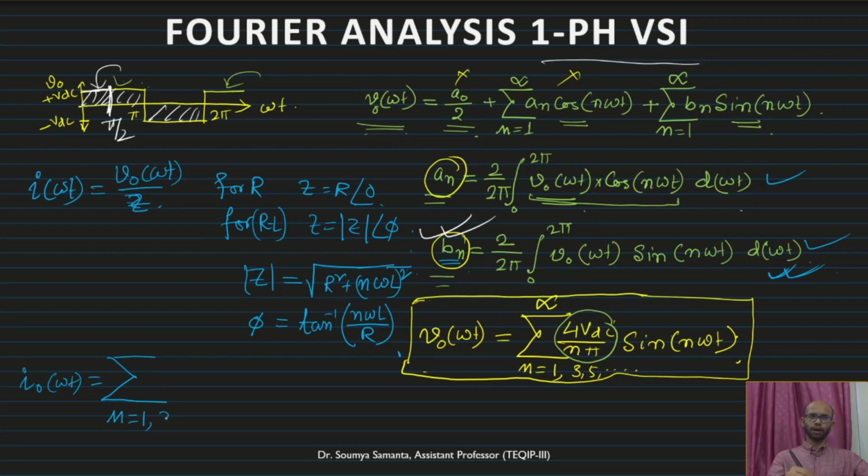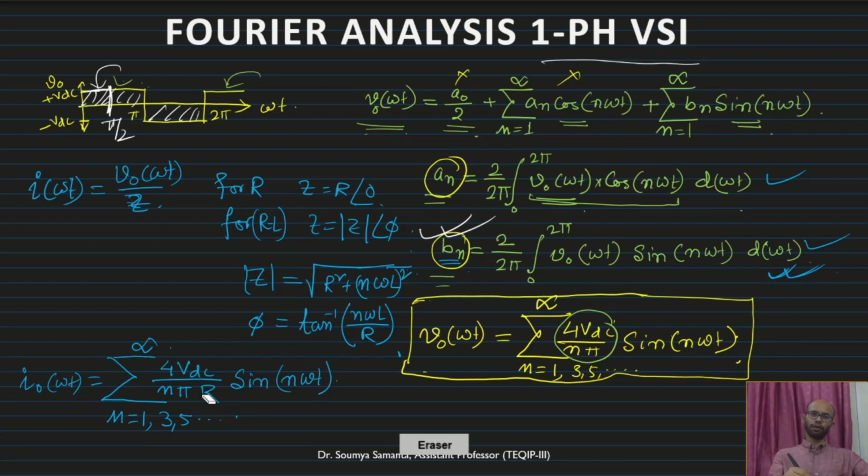N equals 1, 3, 5 to infinity. 4 VDC by N pi. If it is R load, this will be R, and this one will be sine of N omega t. That's all. Now if this is not R load, then what will happen?